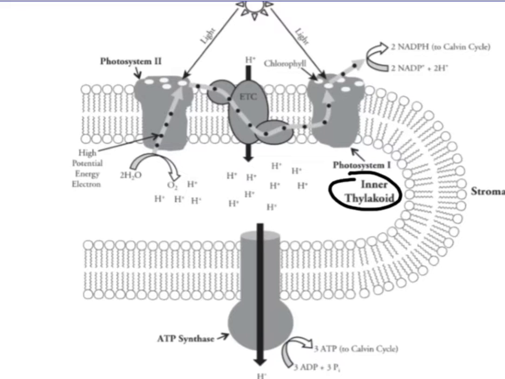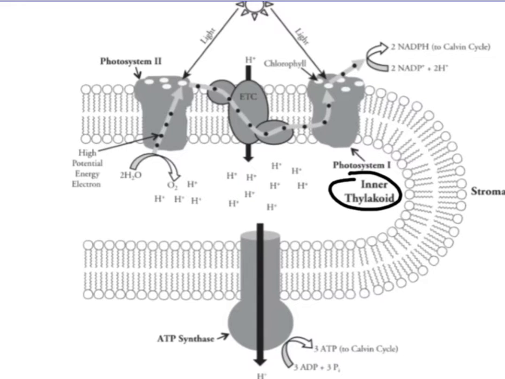You're about to find out why the light-dependent reactions absolutely have to happen in the thylakoid, and that's because of all these H+, these hydrogens, these protons are required to run ATP synthase.